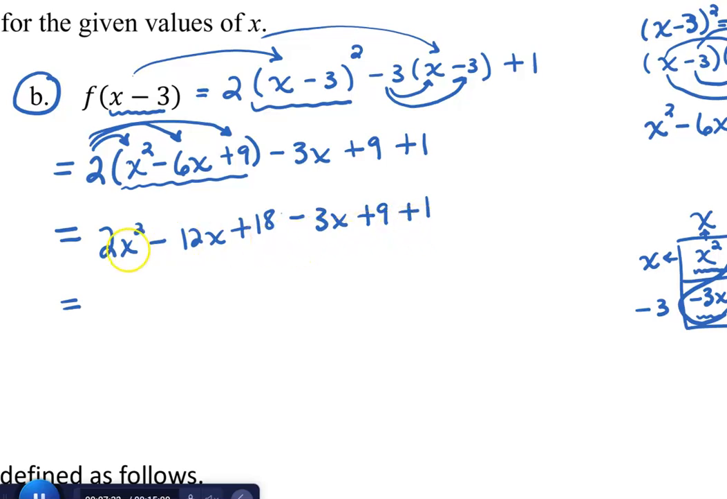There are no other x squared, so I'm going to bring that down. I have a negative 12x and a negative 3x, which will give me negative 15x. And then I have 18, 9, and 1. And so that's going to be 28, so plus 28.